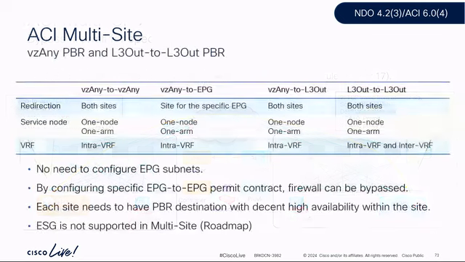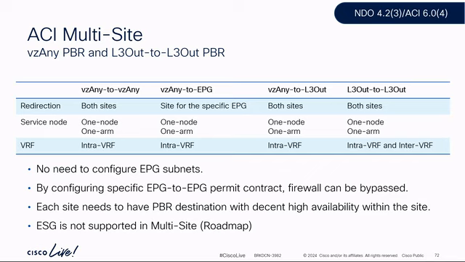So I hope this can simplify your use case and expand the multi-site service insertion use case. I don't have time to cover other use cases newly supported in NDO 4.2.3 and ACI 6.0.4. But in addition to VZNE to VZNE and VZNE to EPG, we support VZNE to external EPG and external EPG to external EPG transit case.